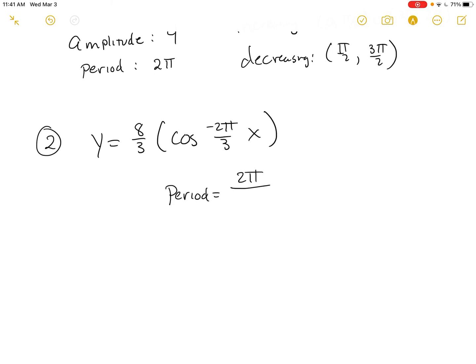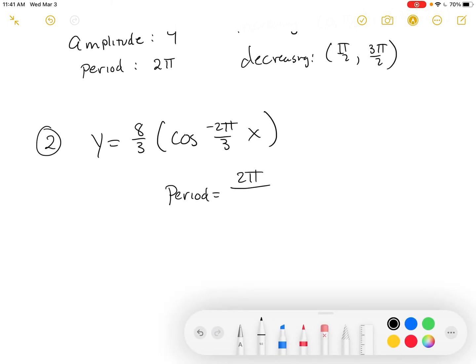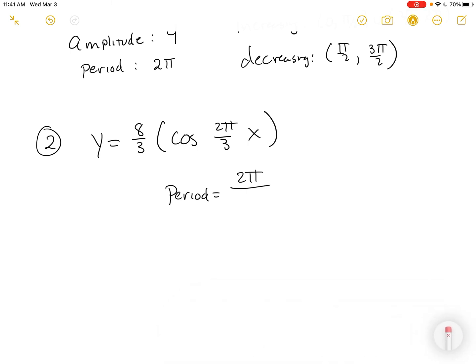And if you remember, you divide by the coefficient. Don't worry about the negative part of it. The negative is just going to have us flip it around. In fact, that actually may be a mistype on my part. Let me take that out of there. It doesn't look like that's there. So let's just focus on 2 pi over 3 x.